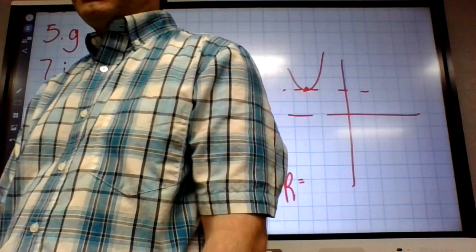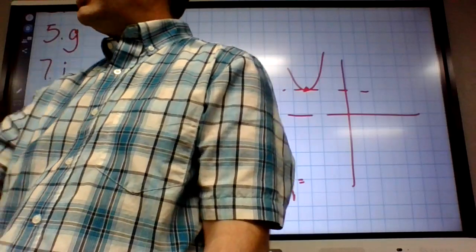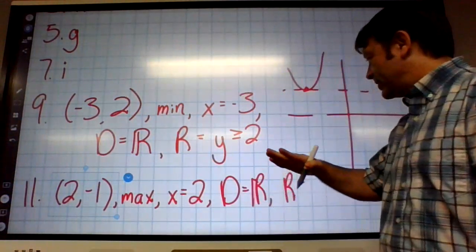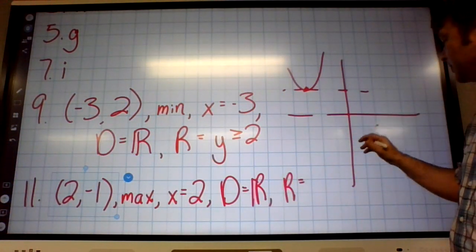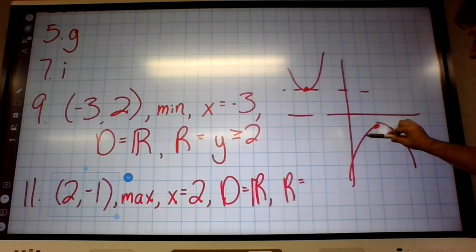Okay, so what is the range on 11 though? What's the highest y value on 11? -1. All the y values below that are also covered, right? So it's y equals -1 or below.